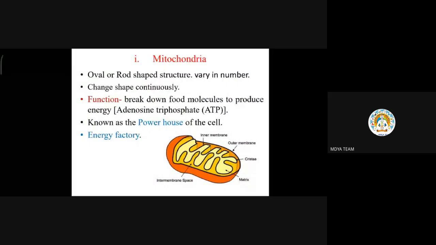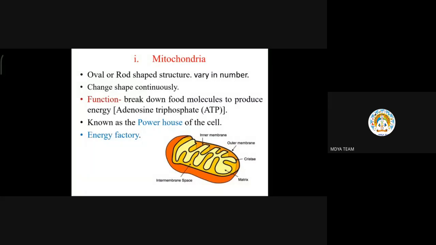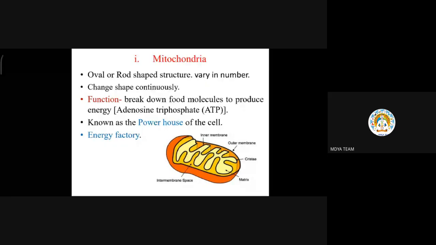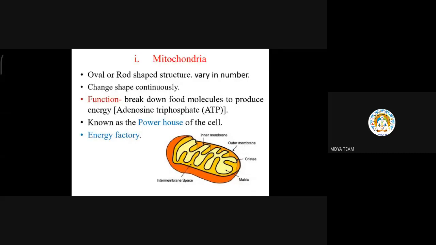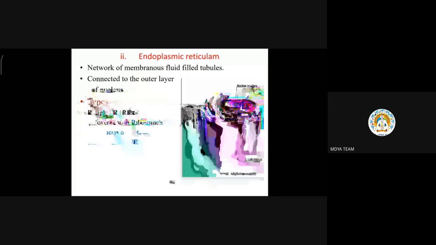It is the most important question about mitochondria. It's a very important question from the point of view of UGC NET JRF. You can see here the structure of mitochondria. It has an outer membrane, an inner membrane, and a matrix. So we'll proceed to the next one.